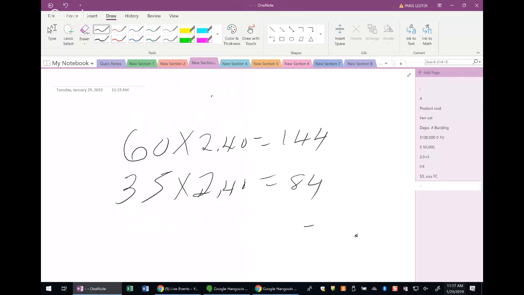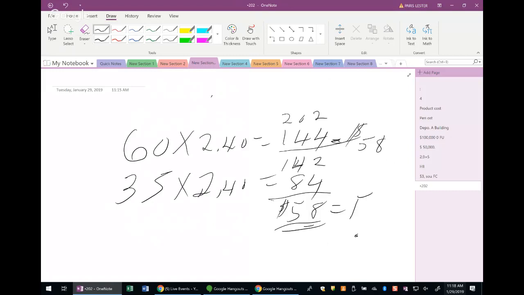Now here I've got to subtract. What was the total cost at 60? Is it 202? Yes. So what is fixed cost? 58? I got in a bind with the way I was arranging that. What was the total cost at 35? 142. Oh, okay, that's better. So is that also 58? Yes. And 58 is fixed cost, isn't it?